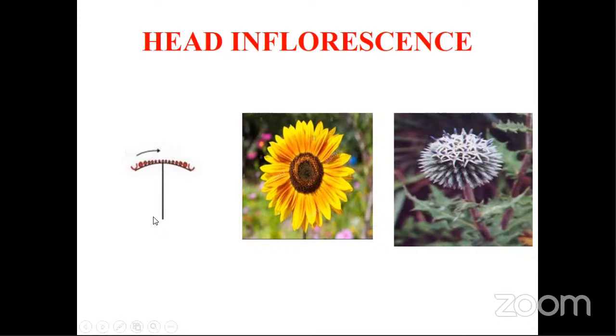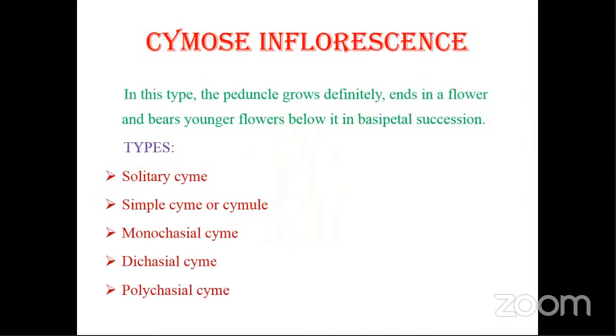Now these are all racemose type of inflorescence. Now we'll go to cymose type of inflorescence. Racemose and cymose are two different types. In cymose type of inflorescence, the peduncle grows definitely. That means the peduncle will grow to a certain length and end in a flower. Then new flowers will be produced below the older flowers.